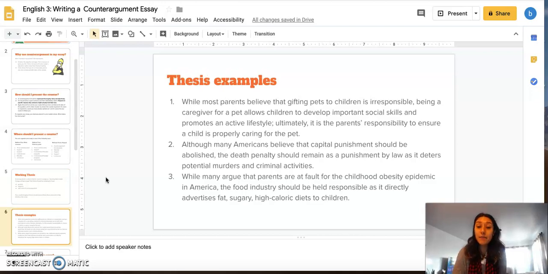And here are a few examples that I've prepared for you. So let's look at each. In example number 1, it states, while most parents believe that gifting pets to children is irresponsible, being a caregiver for a pet allows children to develop important social skills and promotes an active lifestyle. Ultimately, it is the parent's responsibility to ensure a child is properly caring for a pet. So in this first thesis example, we have the argument. Can you guess where the position is in this thesis statement?